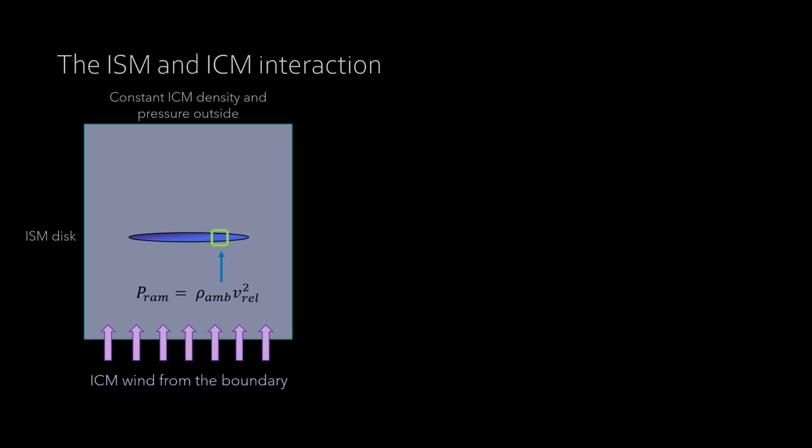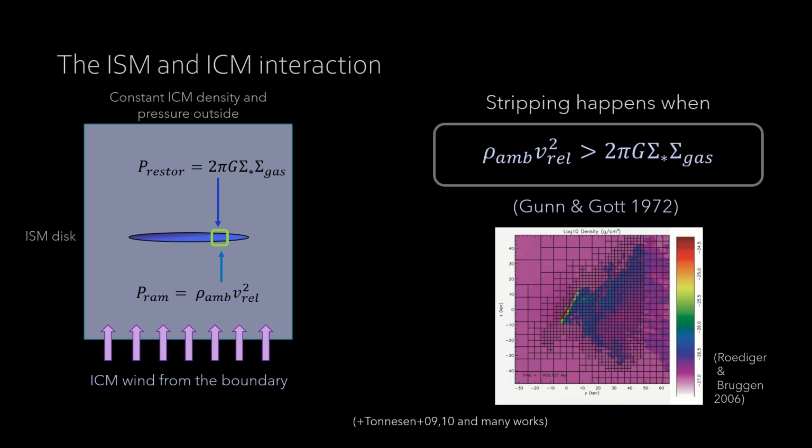If we consider a Gaussian pillbox centered at the disk, the ram pressure pushes onto it and is proportional to the ambient density and the square of the relative velocity. On the other hand, the gravity of the disk provides a restoring pull which, for an infinitesimally thin disk, is proportional to the surface density of the stars, sigma star, and that of the gas, sigma gas. Therefore, ram pressure strips the gas from the interstellar disk at radii where ram pressure exceeds the restoring pressure. This is the classic Gunn and Gott 1972 criterion.